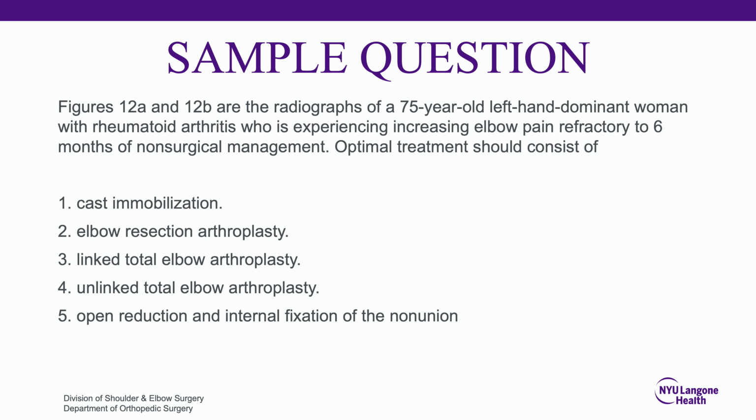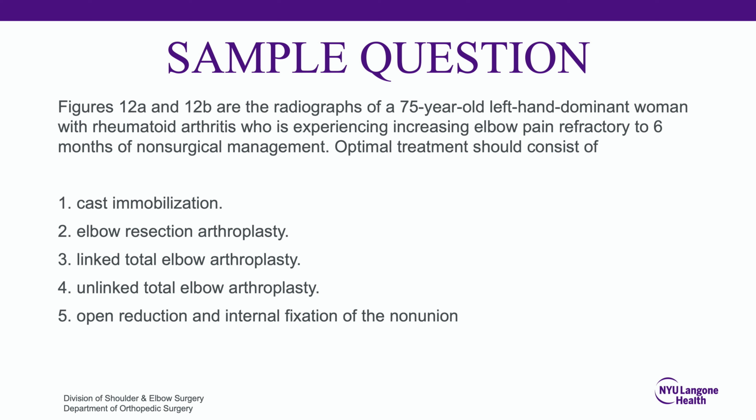Cast immobilization, that's not going to do much. Resection arthroplasty probably will provide some improvement of pain, but her functional use will be quite limited. Linked total elbow arthroplasty, that's probably my choice. Unlinked, you can perform that, but I'd be concerned given the fact that she has a significant deformity. I don't think the native biomechanics is maintained.